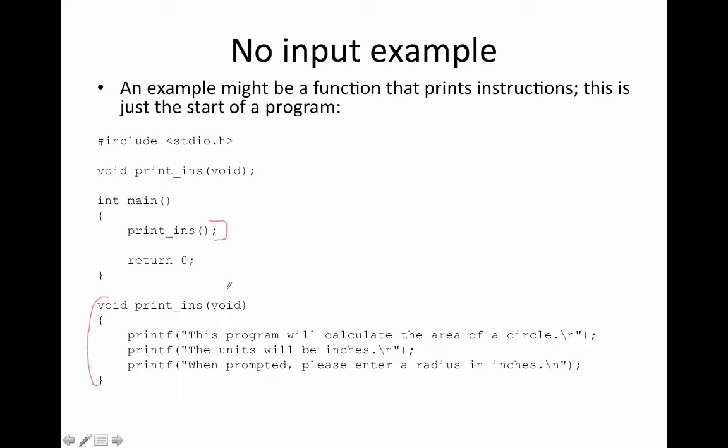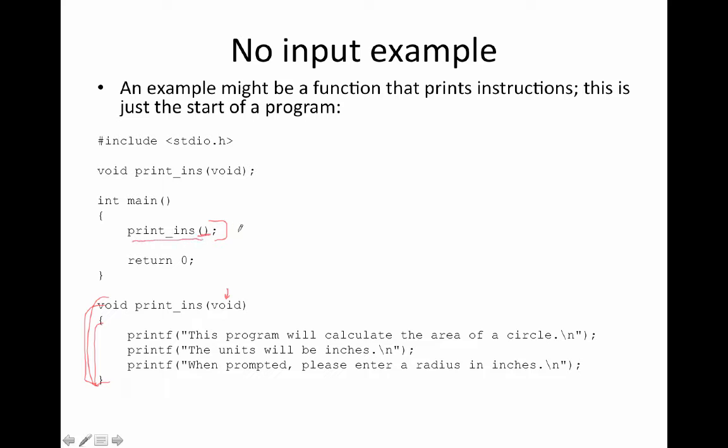It's void here in parentheses because I'm not passing anything to the function. All the function is doing is just printing out some instructions. So it's printing, this program will calculate the area of a circle, the units will be inches, when prompted please enter a radius in inches, etc. So it's just printing out some instructions, and then later on we would actually prompt the user and do something with the information. But this is just a function that prints some instructions.